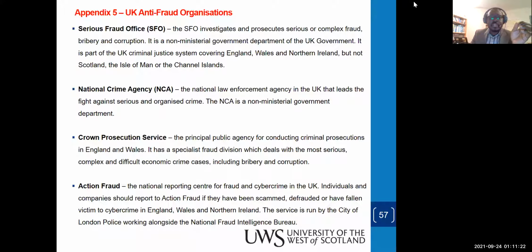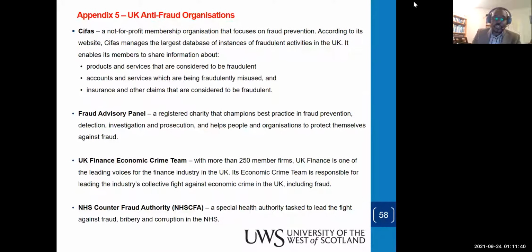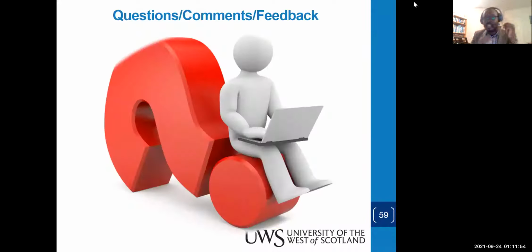And then finally, I'm giving you Appendix 5. The UK anti-fraud organizations, these are organizations responsible for fraud prevention or detection in the UK. So there's the SFO, the NCA, Crown Prosecution Service, Action Fraud. We have CIFAS, we have the Fraud Advisory Panel, and we have the UK Finance Economic Crime Team, and then the NHS Counter Fraud Authority. Yes, that is it.